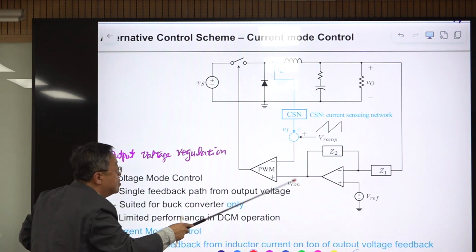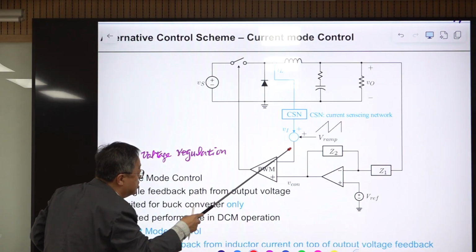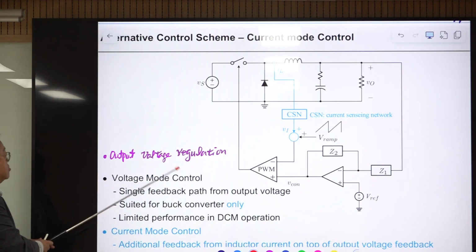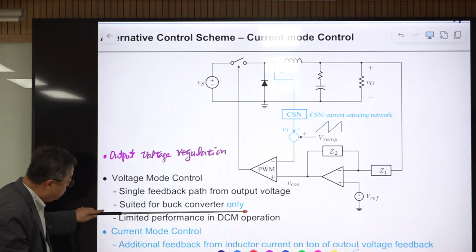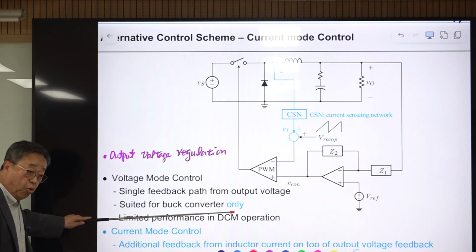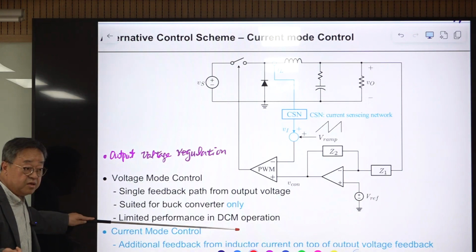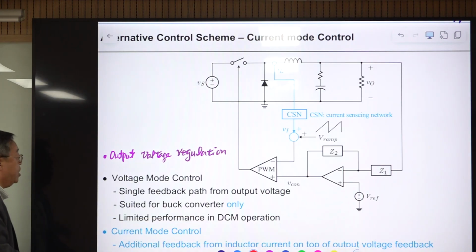Then this goes to this PWM block, and V ramp is going to this block to perform the PWM scheme. Okay, so a single feedback path from the output voltage, but this one is useful for the buck converter only. If you really want to emphasize something, you put it on its own. So I'm strongly emphasizing: buck converter only, and in DCM the performance becomes worse than in the CCM case. We have seen this fact in the previous lecture slide.